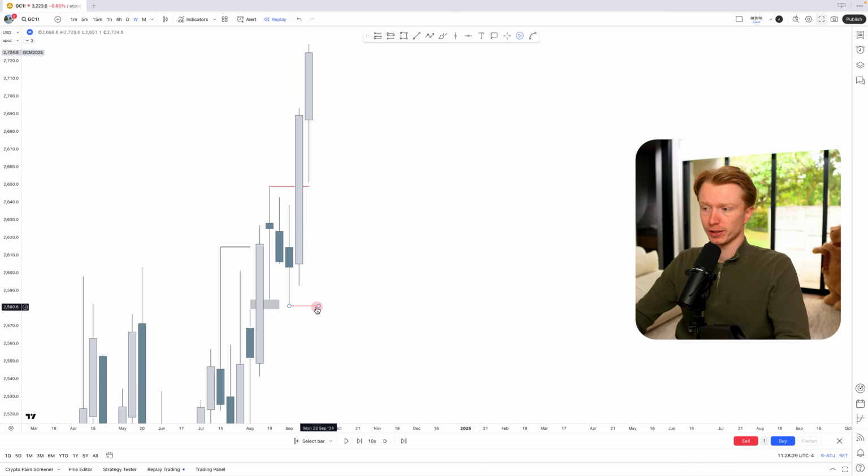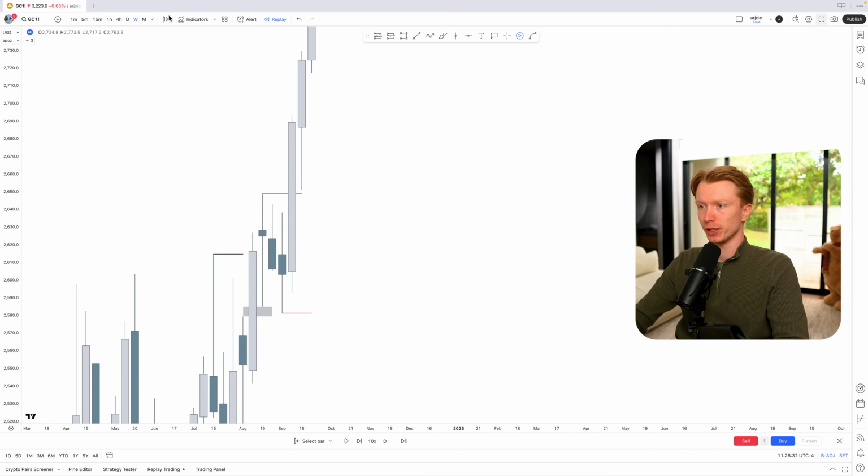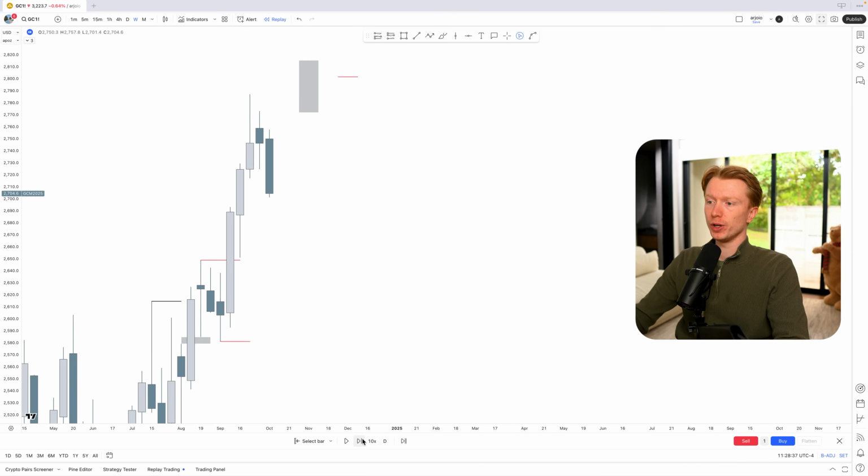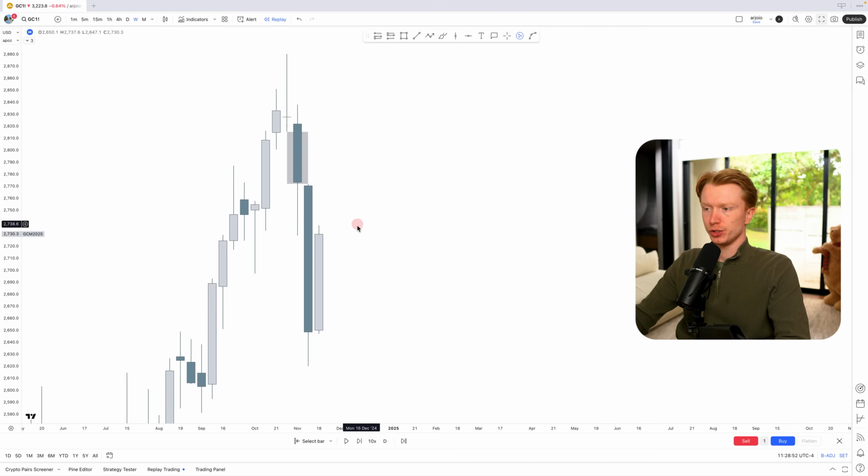So again, mastering that direction, because if we skip a few candles right now and we go forward and we arrive back at the situation that we just went over, at this situation right here.